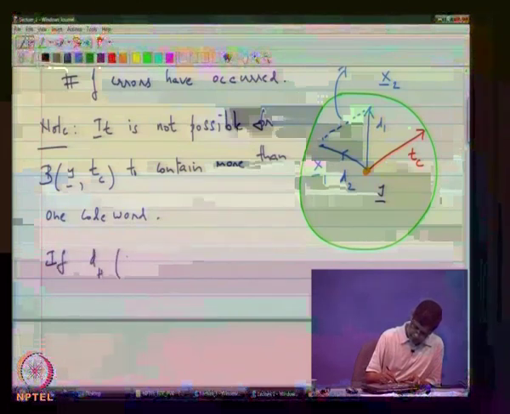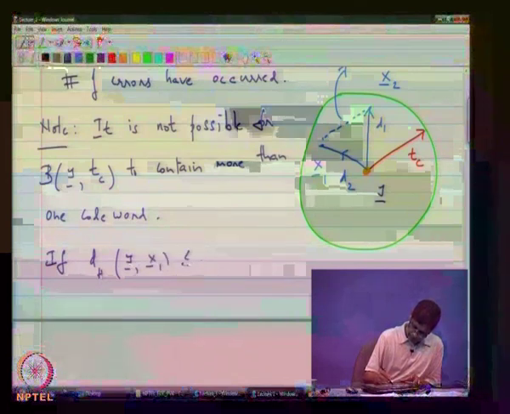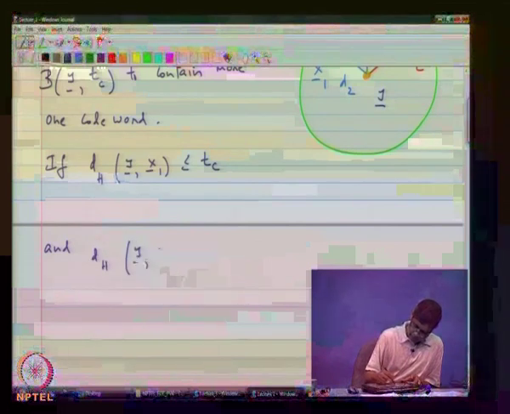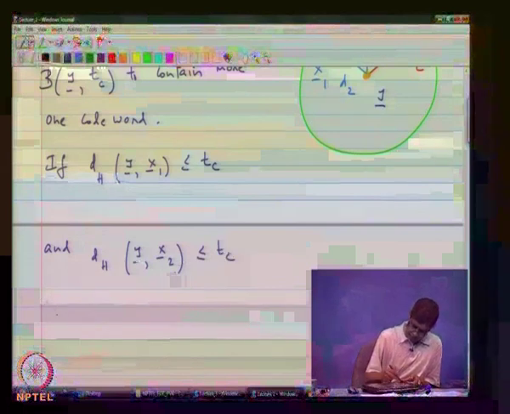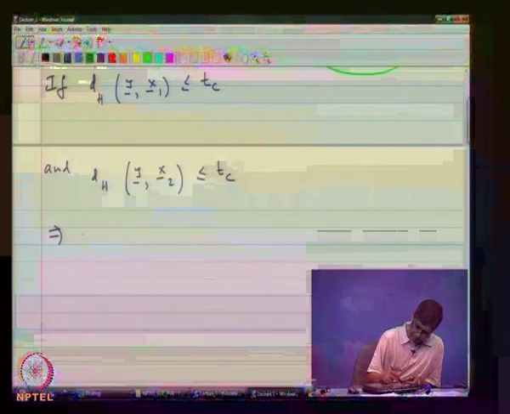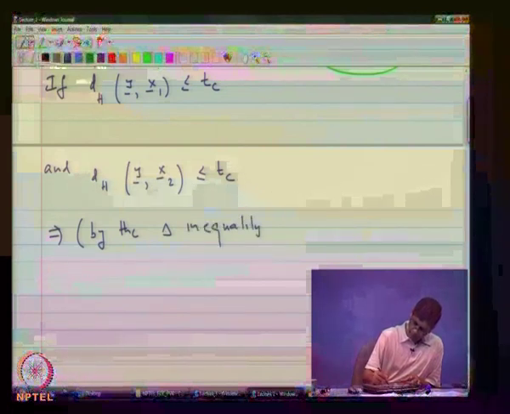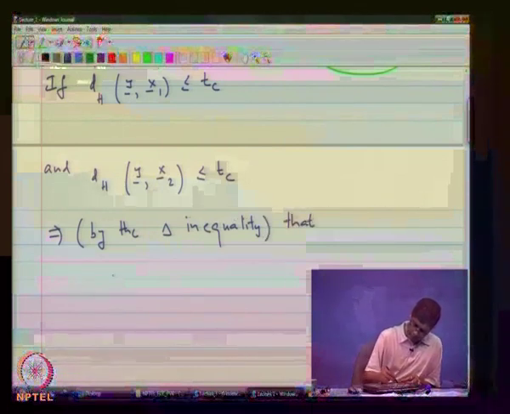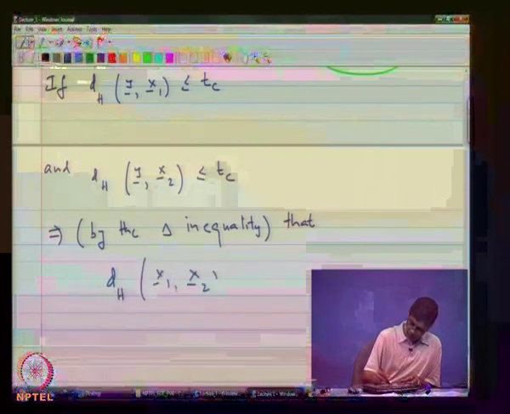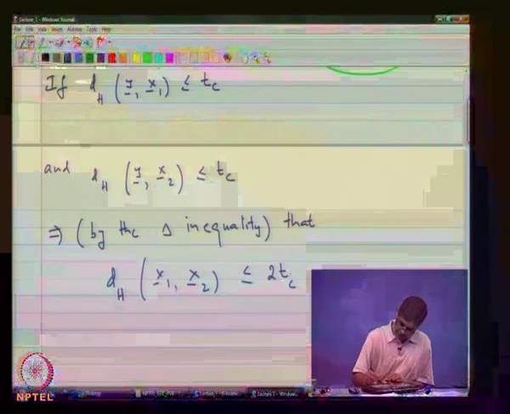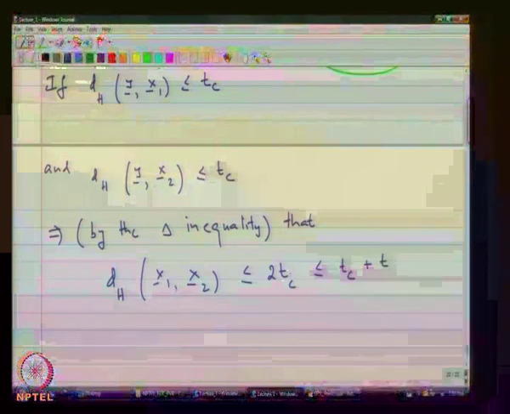So, if the Hamming distance between y and x1 is less than or equal to t sub c, and the Hamming distance between y and x sub 2 is less than or equal to t sub c, this would imply by the triangle inequality that the Hamming distance between x1 and x2 is less than or equal to 2 times t sub c, but this is less than or equal to t sub c plus t sub d, which is strictly less than t sub c plus t sub d plus 1. So, that is a contradiction.